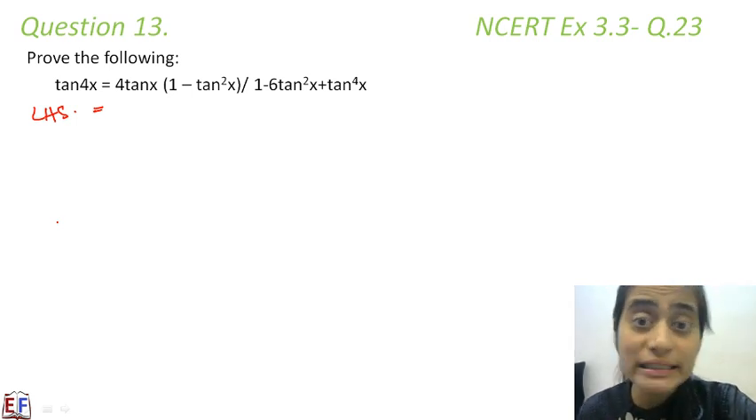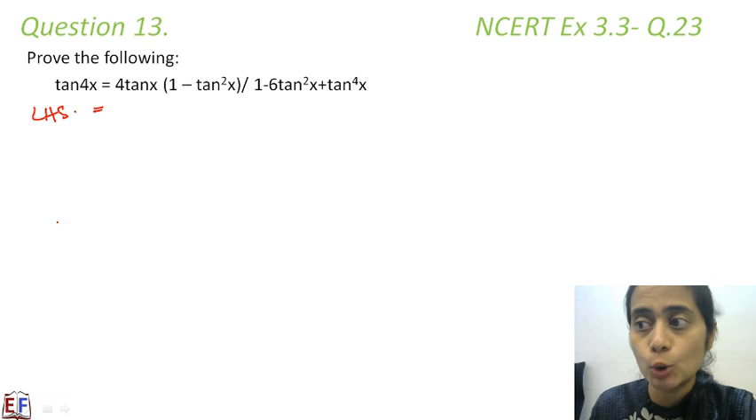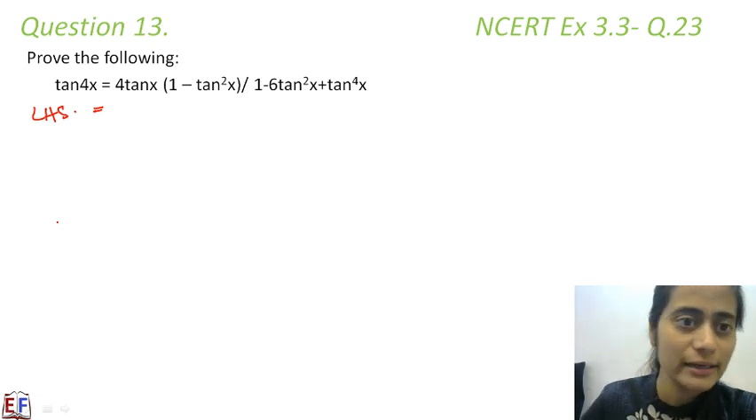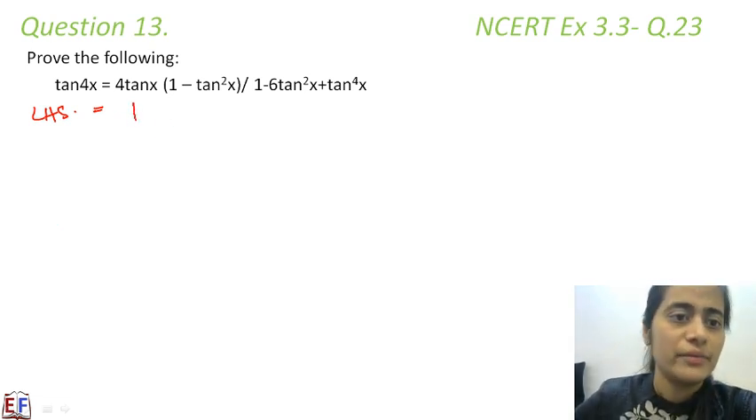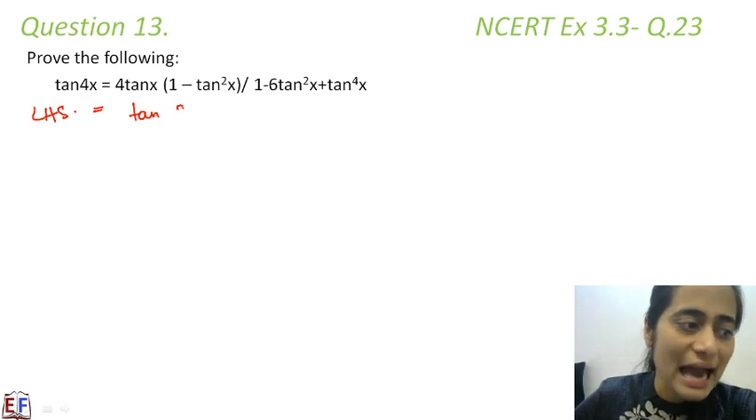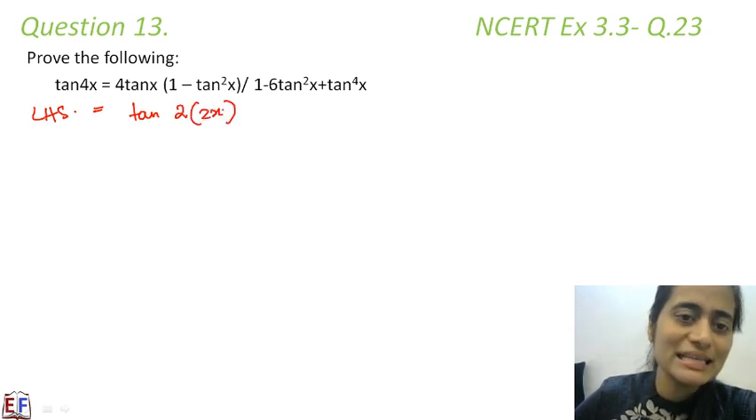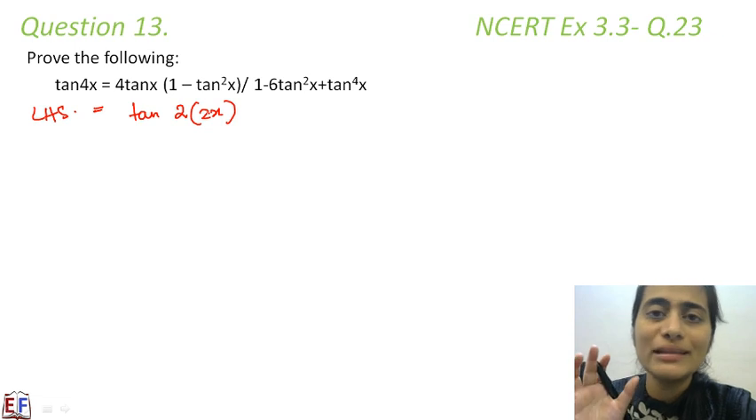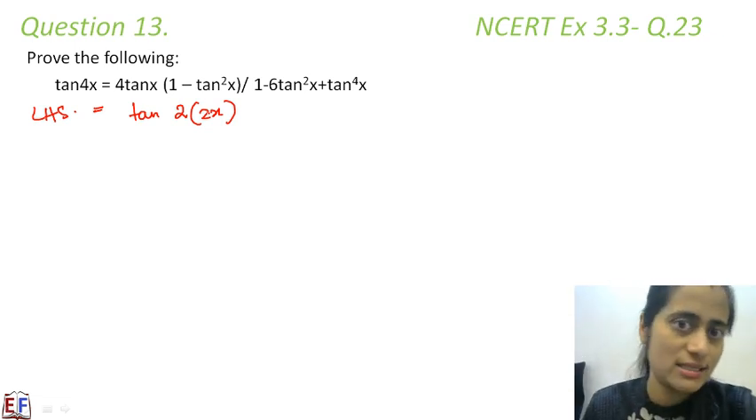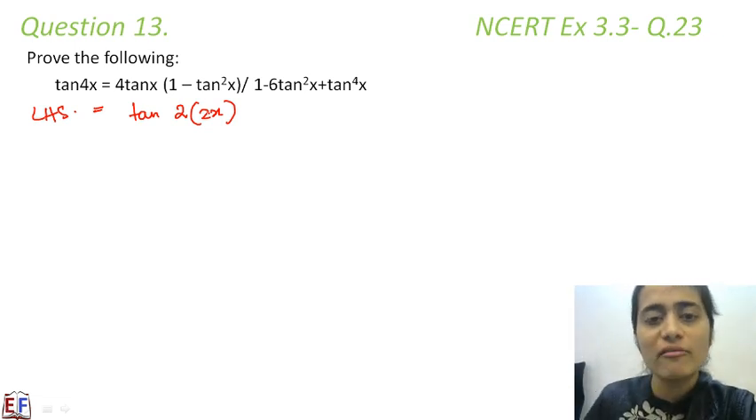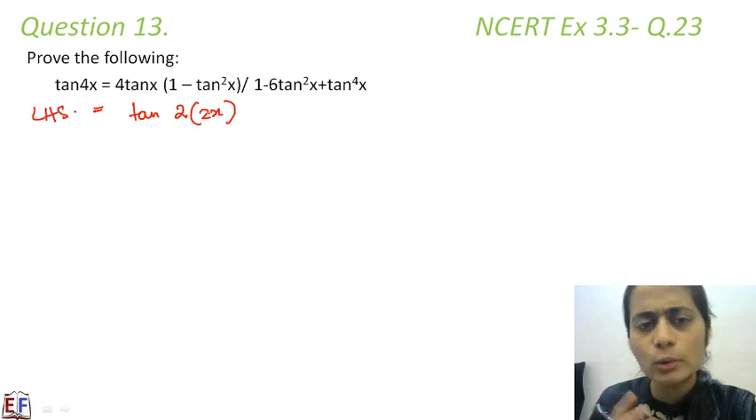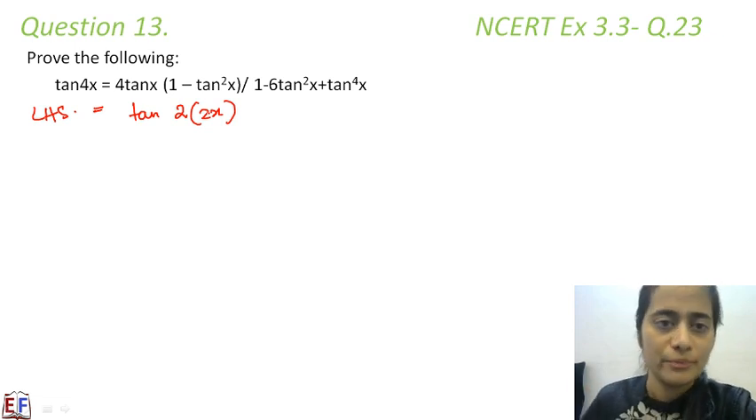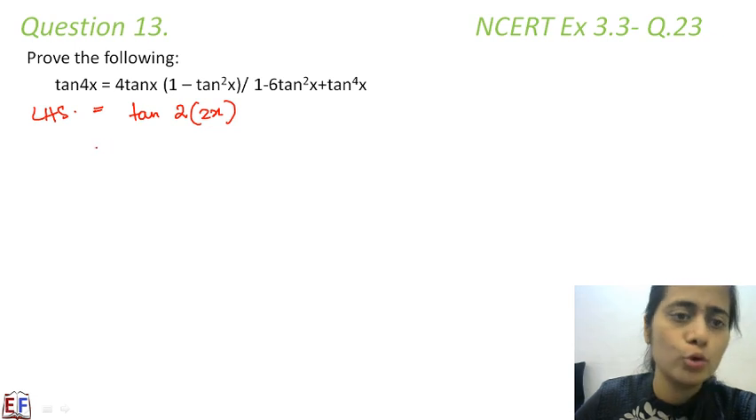We know the formula for tan 2 theta. We know what is tan 2 theta or tan 2x, right? So let's make use of that. So this can be written as tan 2 into 2x. Basically, here the theta in our formula is 2x. And in this question, our whole agenda will just be to break down this tan 2 theta formula. Okay, let's see how we do this.